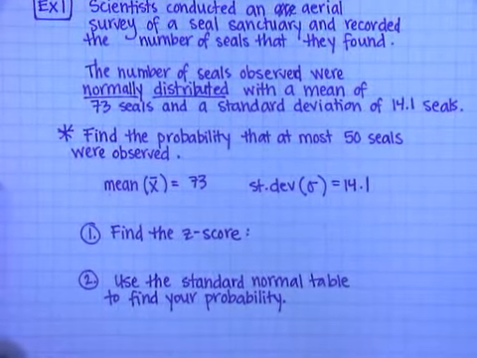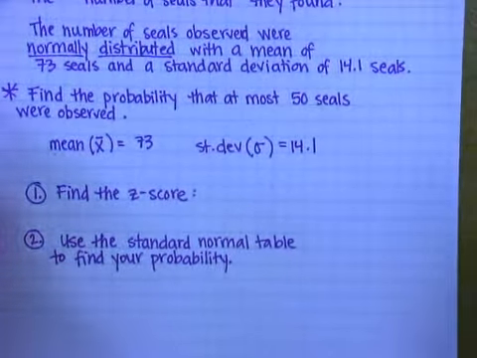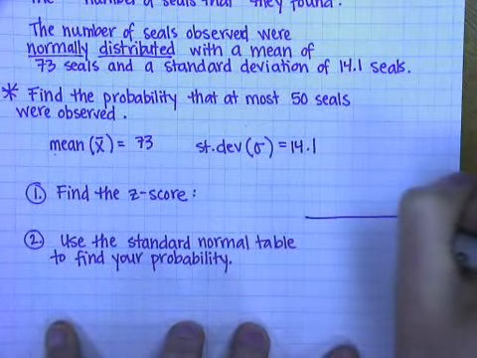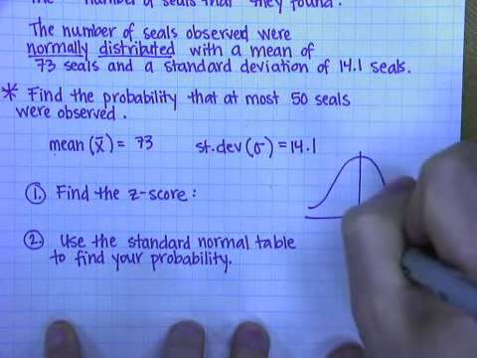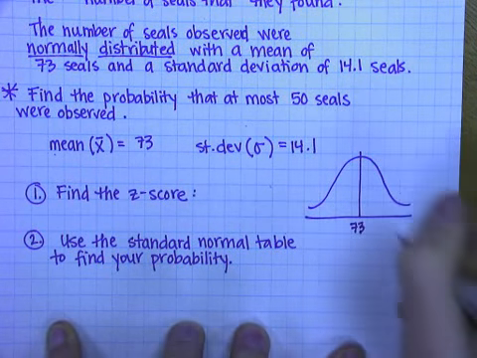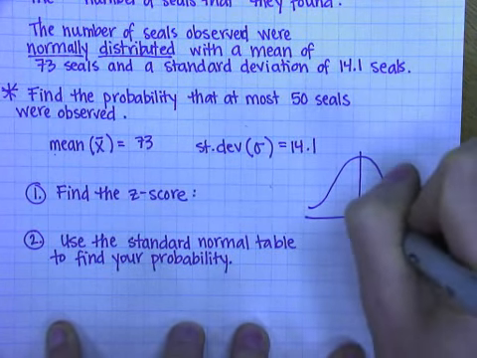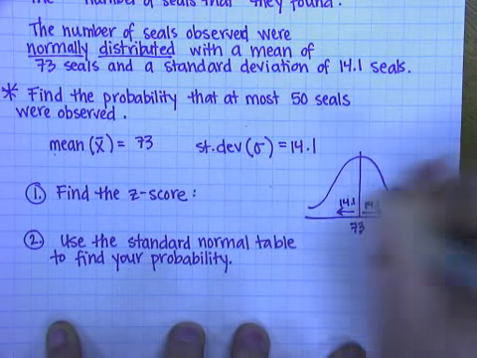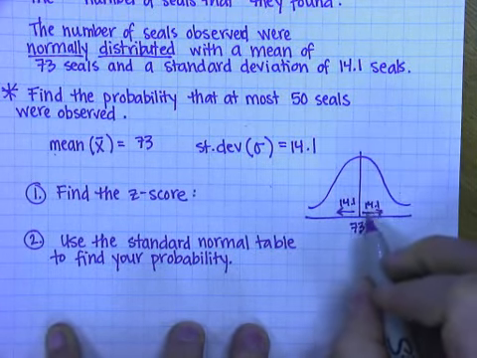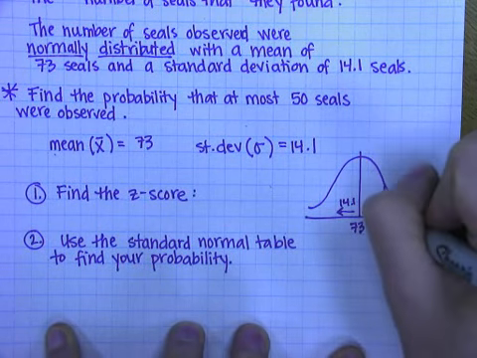Okay. Now if we think about this like we did today in class, that means if I were to sketch my bell curve, the middle of this bell curve is 73, and 1 standard deviation means that I'm going out 14.1 in each direction. So let's see, 73 plus 14 would be 87.1.